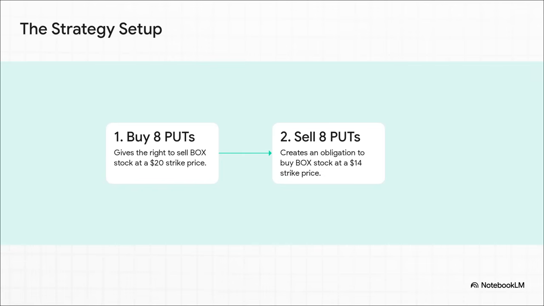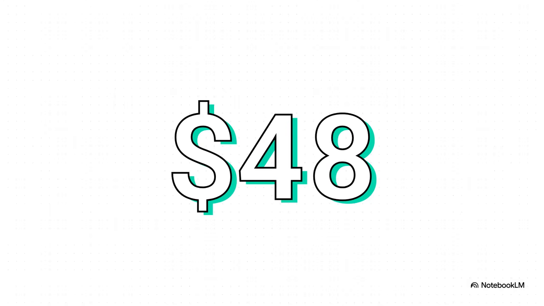Now, this move brings in some cash, but it also means they have an obligation if the stock drops all the way below $14. All right, let's follow the money. First up, the cost. They bought 8 of those $20 puts, and the premium was $6 each. So, 8 times 6, that's $48 going out the door. But remember, at the exact same moment, they're bringing cash in. They sold 8 of the $14 puts and collected a $3 premium on each one, just like an insurance company.